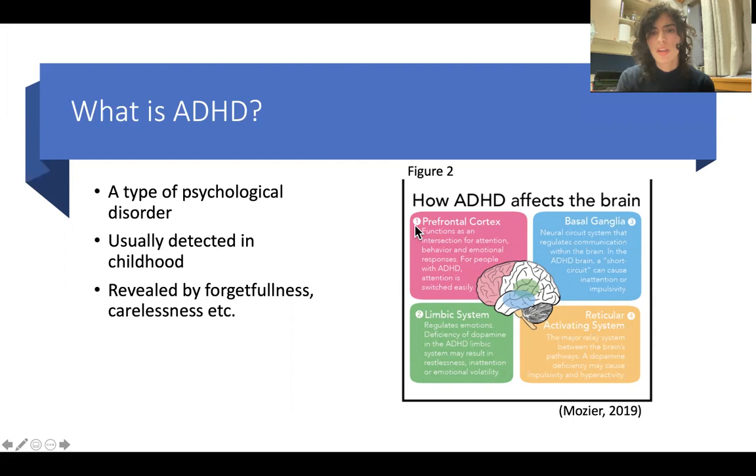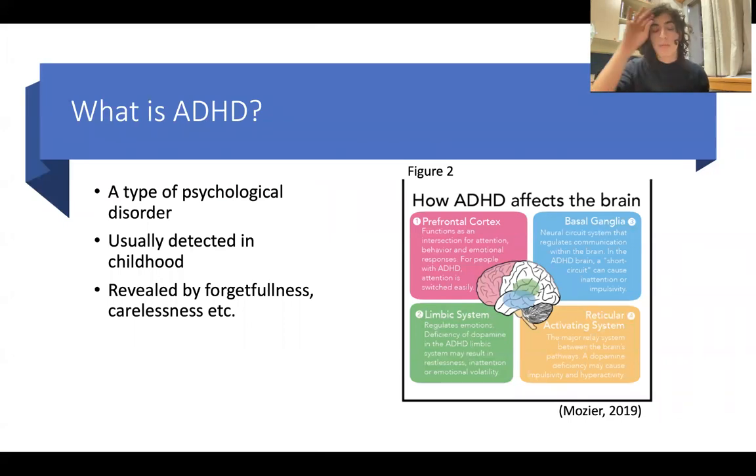For example, let's look at number one, prefrontal cortex. It says it functions as an intersection for attention, behavior, and emotional responses. This part actually describes the prefrontal cortex, and it says for people with ADHD, attention is switched easily. For example, I focused on this mug, and any other things in the environment can distract me. I can switch my attention easily.